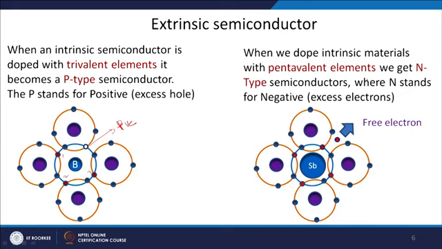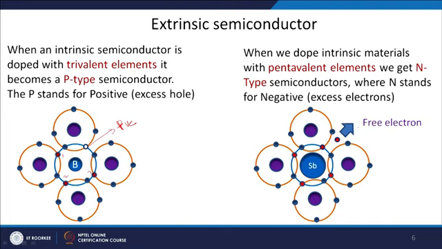When we dope the same intrinsic semiconductor with a pentavalent element, okay, we get an n type semiconductor, where n stands for negative, excess electrons, okay. So, again you can see antimony is there, which has 5 electrons: 1, 2, 3, 4 and the fifth one is one extra electron. The 4 electrons are shared with the 4 silicon atoms around it, and one extra electron is not shared with any atom. So, it is free to move now.